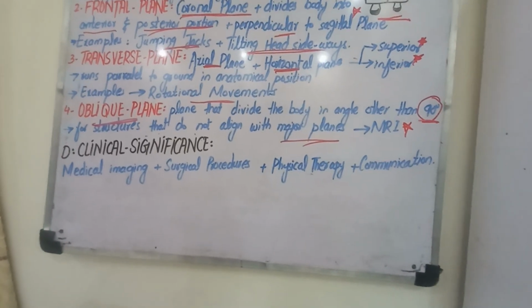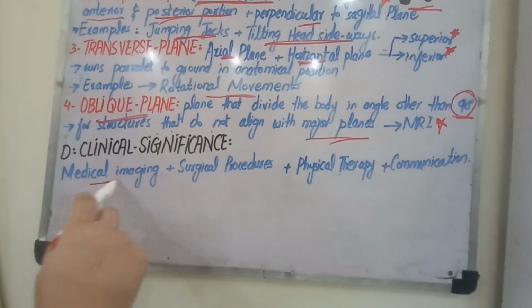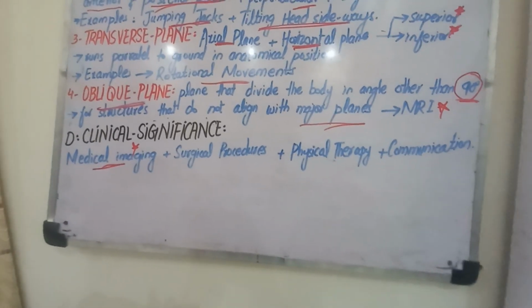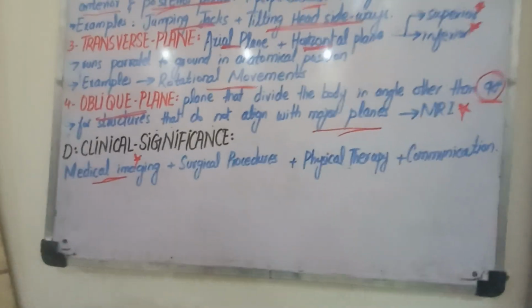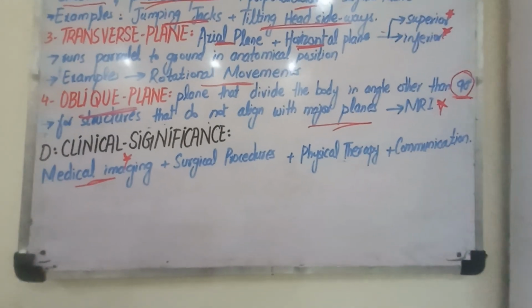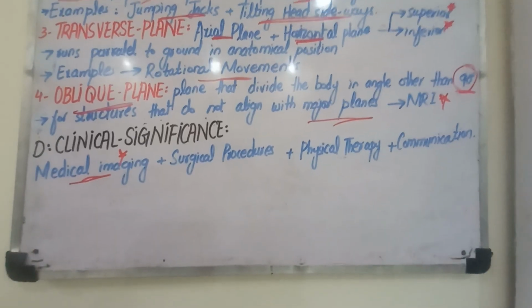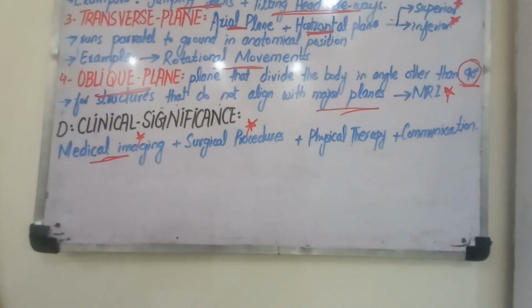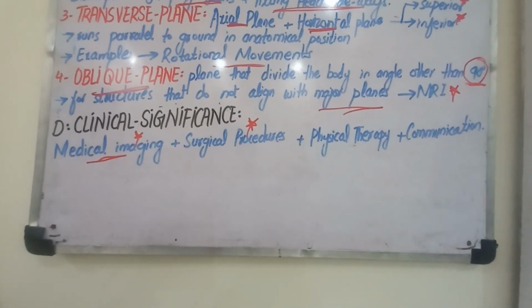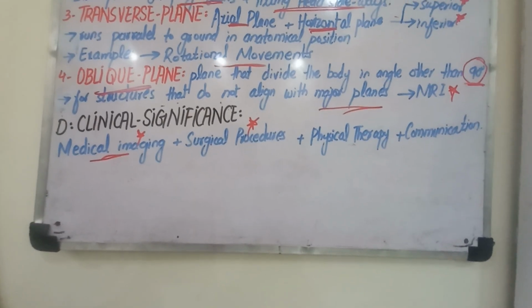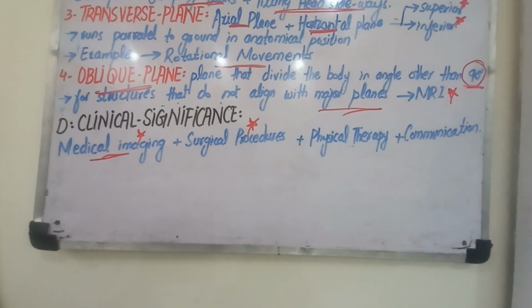Talking about the clinical significance of anatomical planes, first their significance is in medical imaging. When we do medical imaging, we need a certain standard reference system to understand what is in the image, so it is really important to understand anatomical planes for medical imaging. Second, they are important for surgical procedures, so that we can better understand the structure and do the surgery according to the structure.